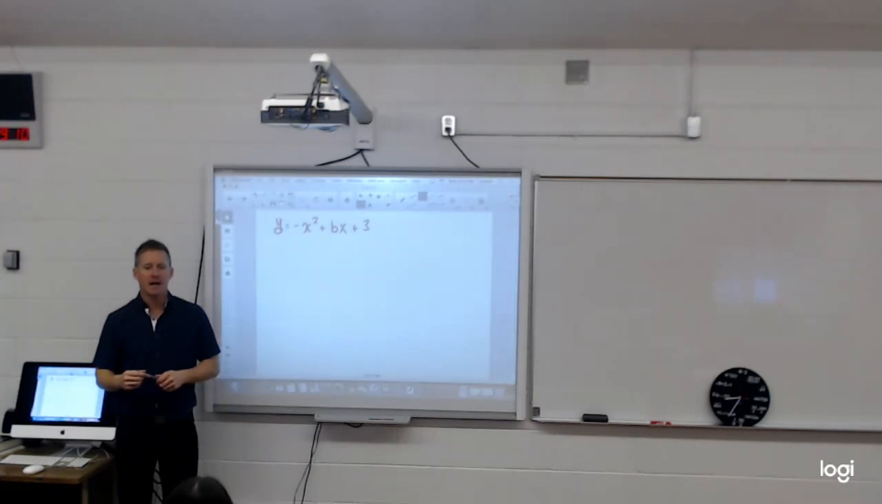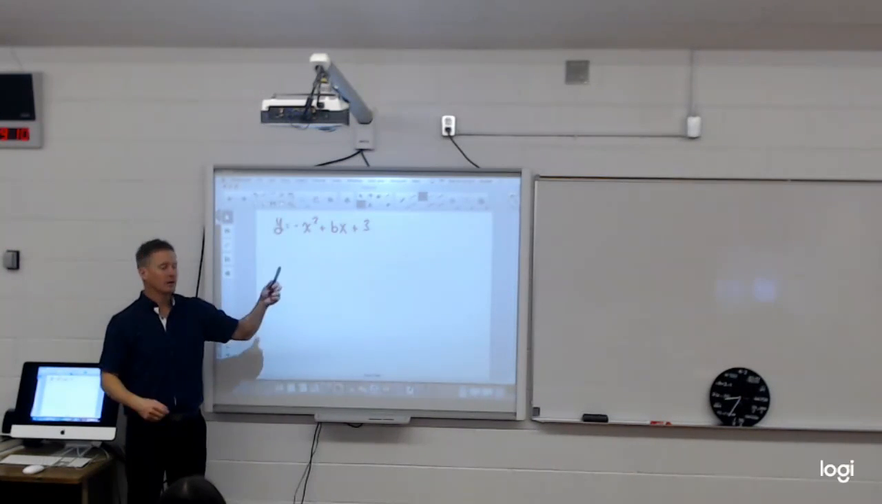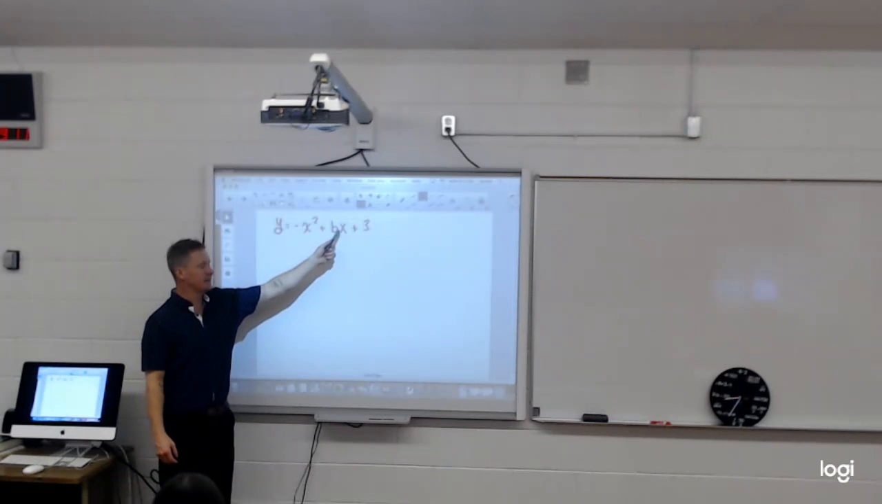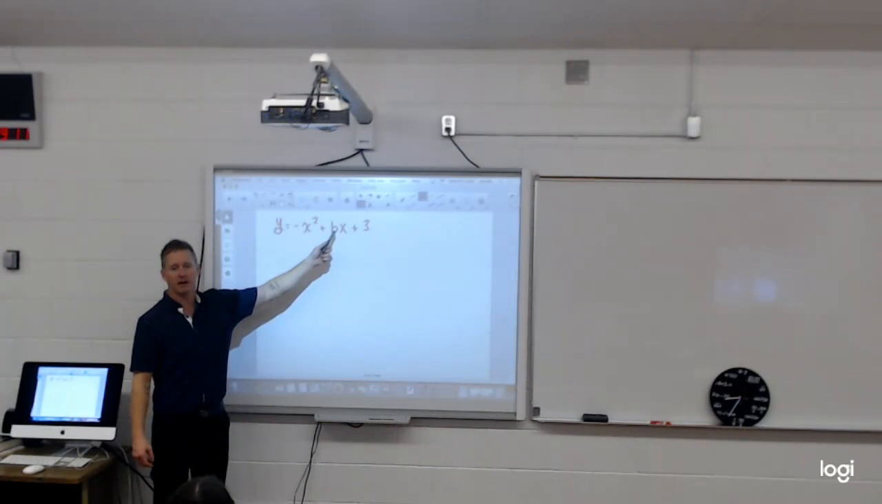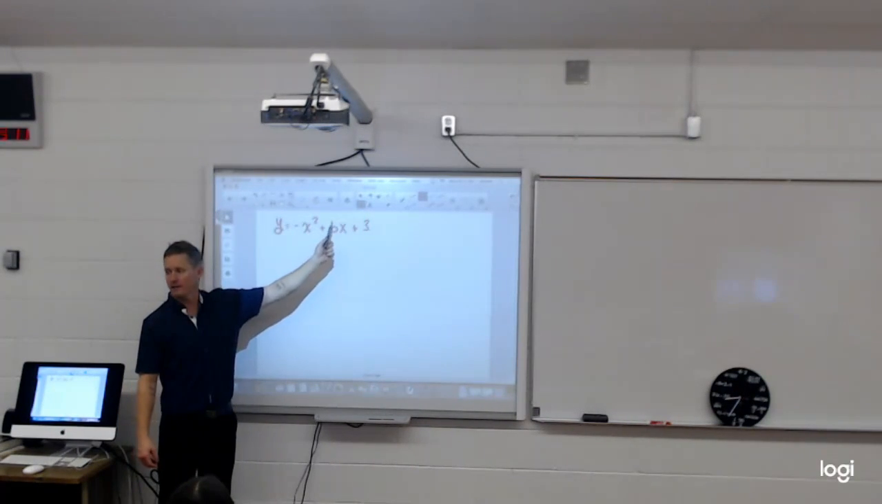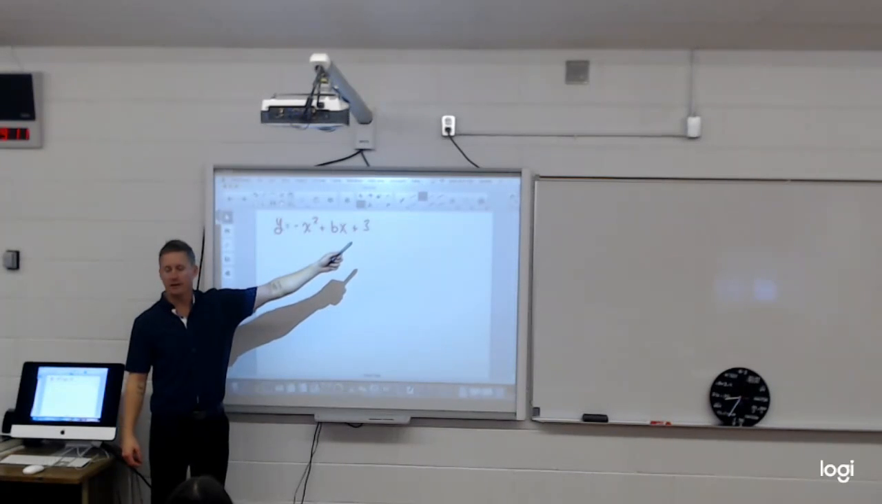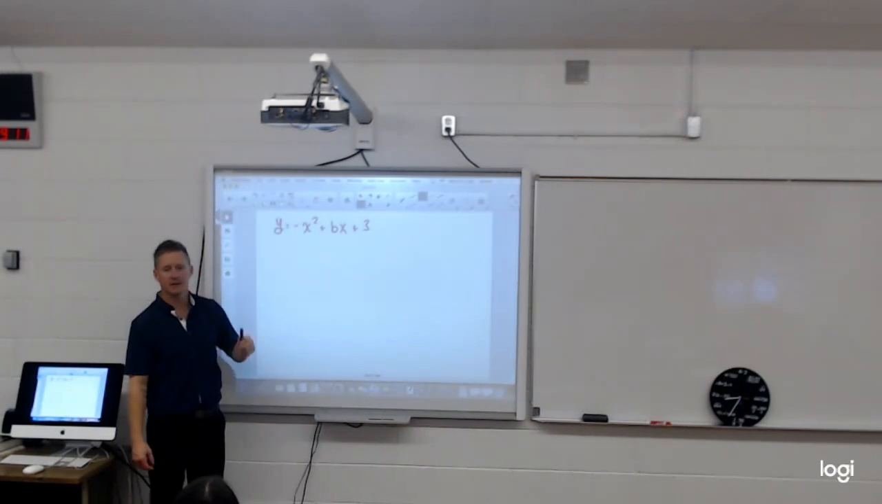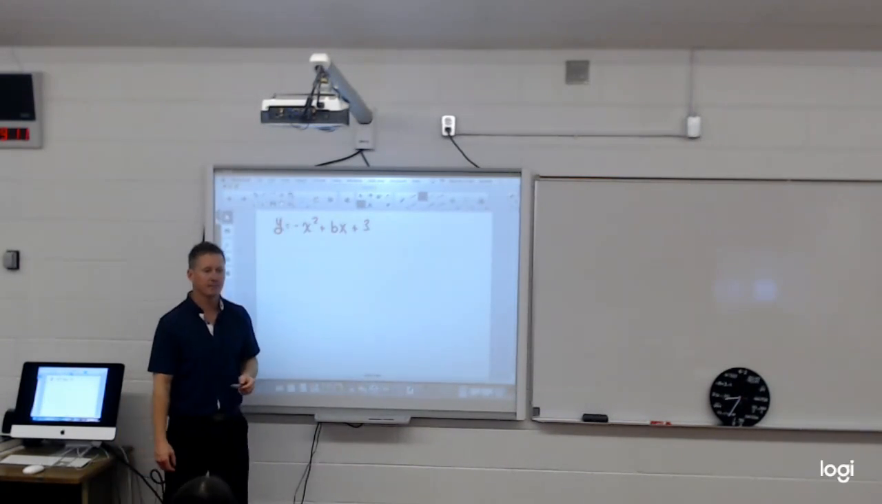Remember, the y-intercept is when x is 0. So if I put 0 in here and 0 in here and I add those zeros together, what do I get? 0. 0 add 3 is 3. So when x is 0, y is equal to 3. That's my y-intercept. All right.